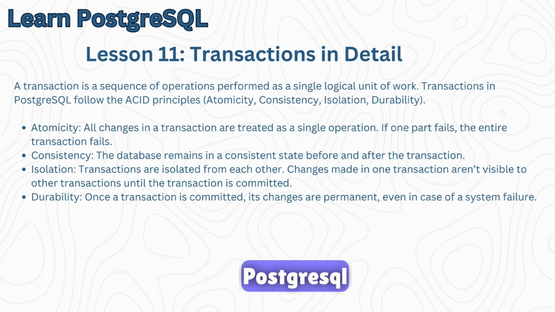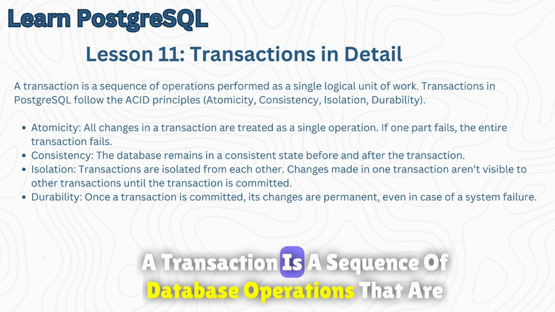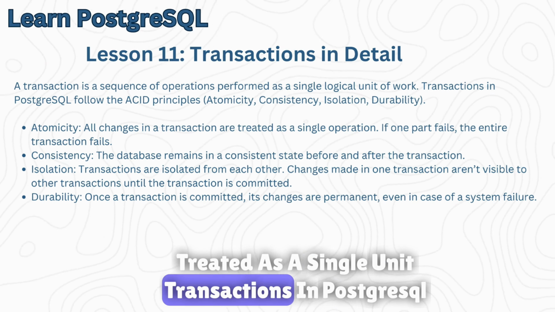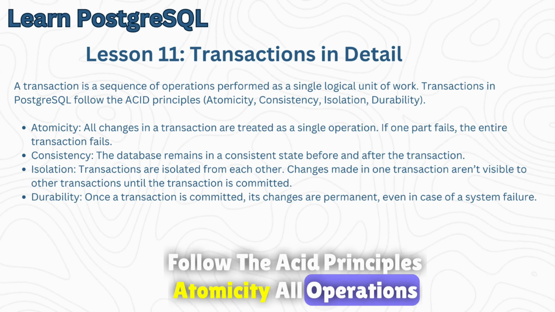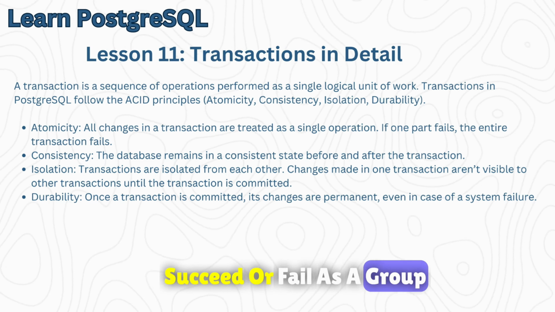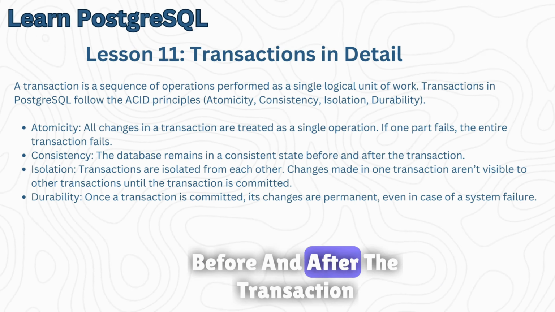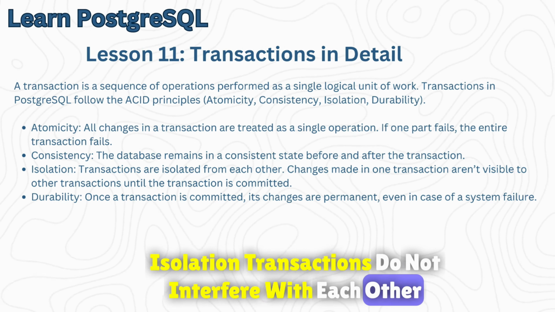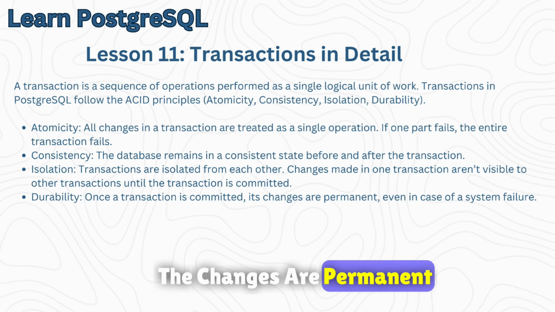Lesson 11. Transactions in PostgreSQL. What are transactions? A transaction is a sequence of database operations that are treated as a single unit. Transactions in PostgreSQL follow the ACID principles. Atomicity: all operations succeed or fail as a group. Consistency: the database remains in a consistent state before and after the transaction. Isolation: transactions do not interfere with each other. Durability: once a transaction is completed, the changes are permanent.